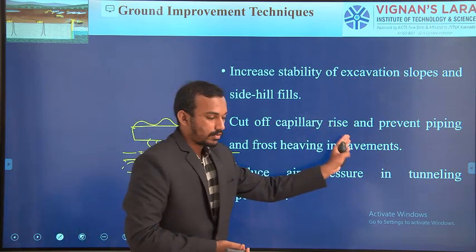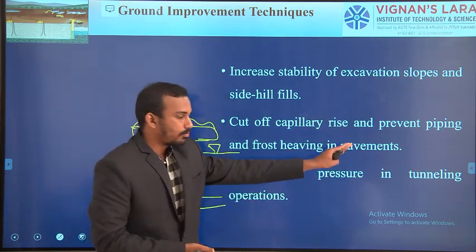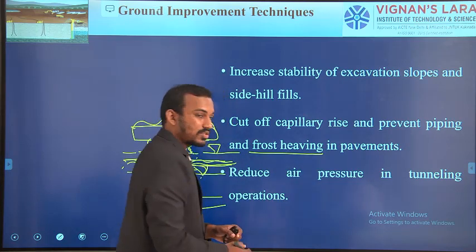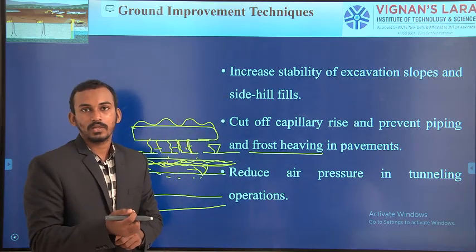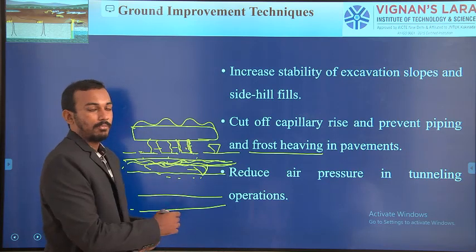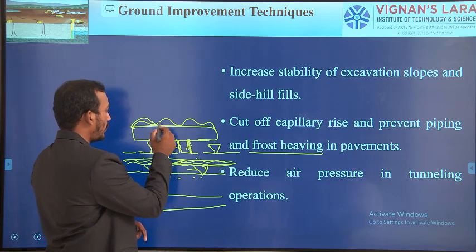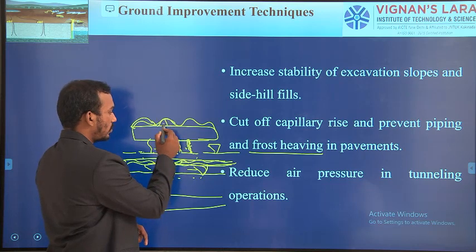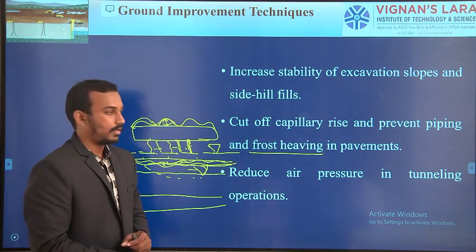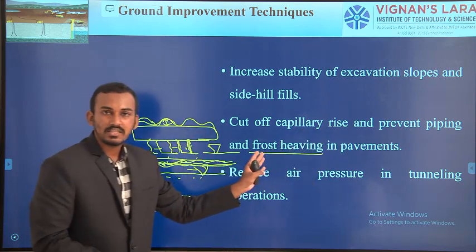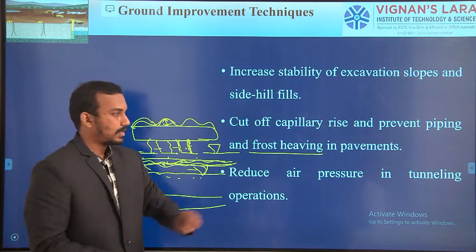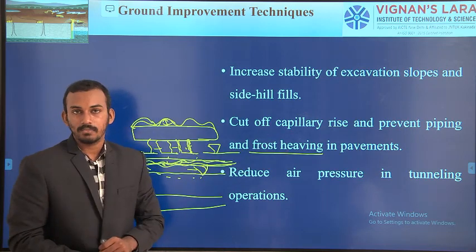So in order to reduce the capillary rise and to prevent piping and frost heaving. Frost heaving means nothing but swelling. When capillary pressure is applied on a pavement, its level may increase like this. So this rise in height is known as frost heaving. Okay. So to prevent all these three problems, we must use dewatering methods. So that is the purpose of the dewatering method.